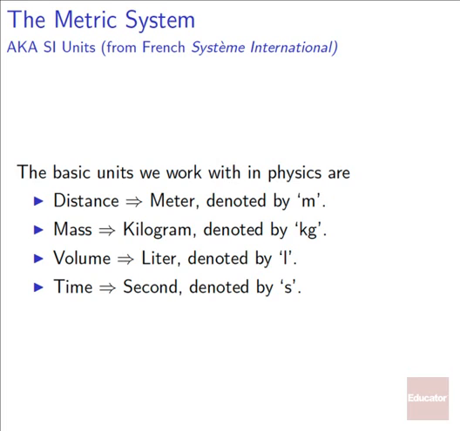So the basic units we work with in physics are distance, which is the meter, denoted by a small m, and mass, which is the kilogram, denoted by kg. I like to point out it's the kilogram, so it's not actually the gram that we consider our basic unit of mass. Just an interesting thing to point out. Then volume, which comes in liters, denoted by a small l, or sometimes a cursive L so it doesn't get confused with a 1. And finally, time, the second, which is denoted by s. All right.